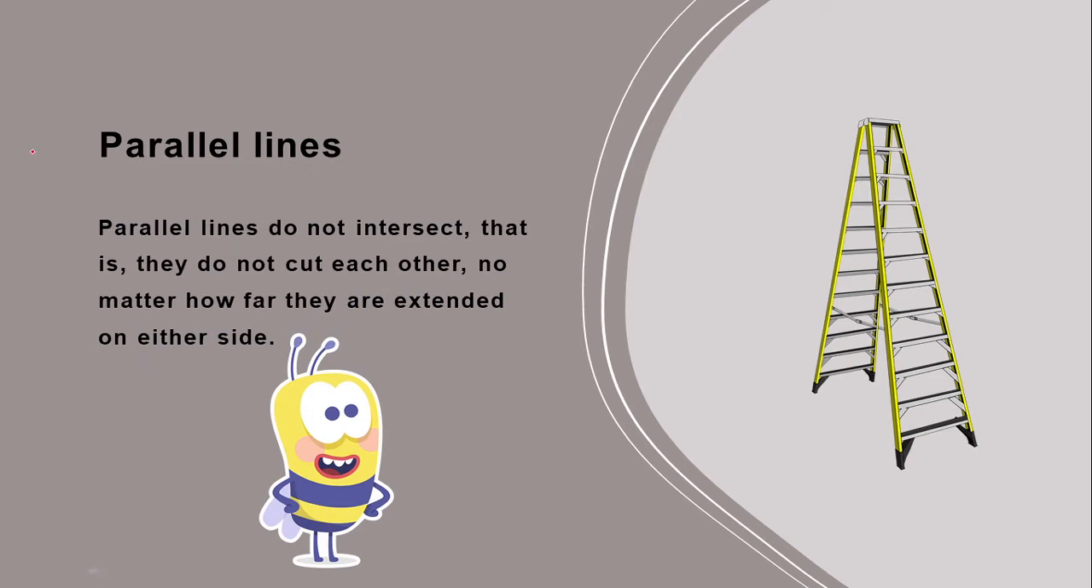So, firstly, we are learning about the parallel lines. Parallel lines do not intersect. Do not intersect means what? They do not meet each other. That is, they do not cut each other no matter how far they are extended on either side.